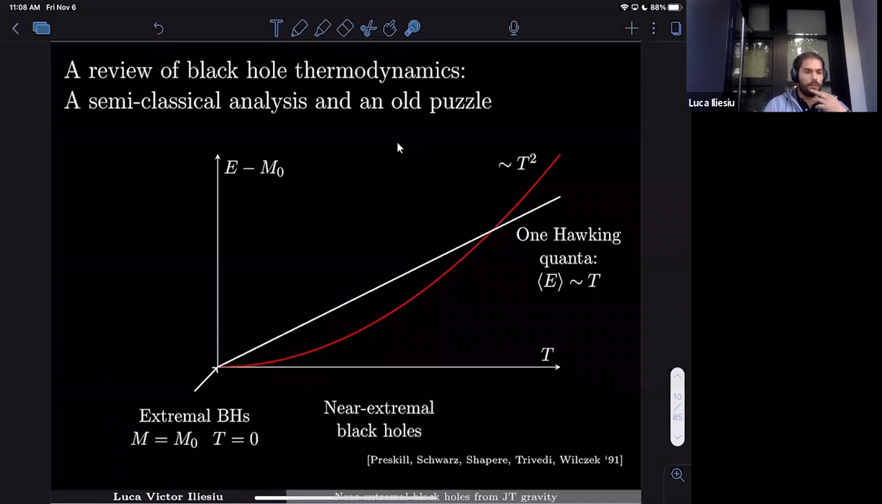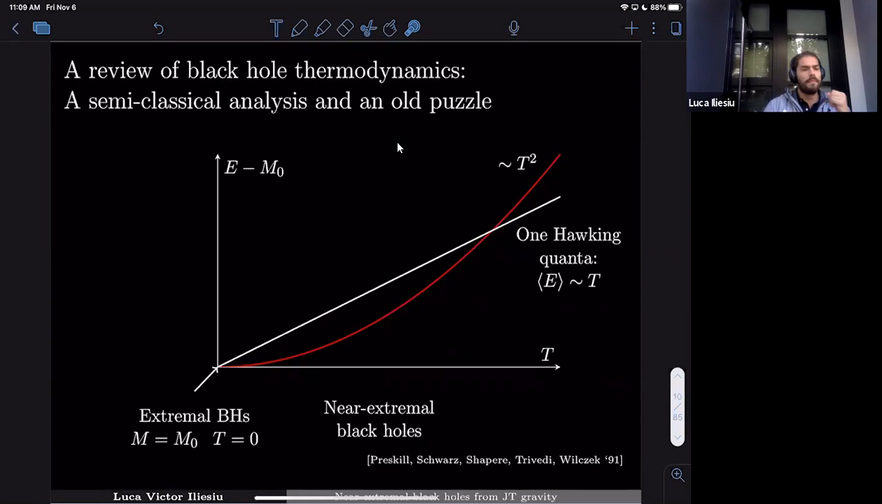But on the other hand, if the energy is proportional to the temperature, it means that if I radiate even a single quantum at low temperature, so let's say I'm here and I radiate one quantum of Hawking radiation, then the black hole loses a lot of its mass. So it moves from this point up on the curve to somewhere else in such a fashion that the temperature changes by an order one amount. Of course, this sounds like a very big problem because, as you all know very well, in thermodynamics we always assume that we can radiate an infinite number of degrees of freedom in order to equilibrate with the bath.